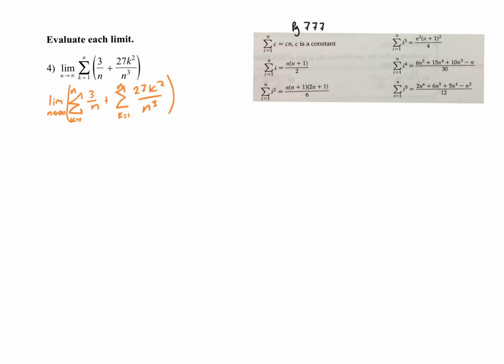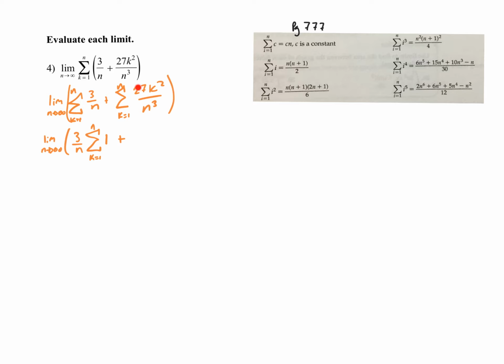Notice this piece right here doesn't have any k's in it. That's the k's that I'm plugging in, right? Since it doesn't have any k's in it, I can take it outside. So this is still the limit as n goes to infinity of, open big parentheses, 3n times the sum as k equals 1 up to n. I'm just going to put a 1 there.